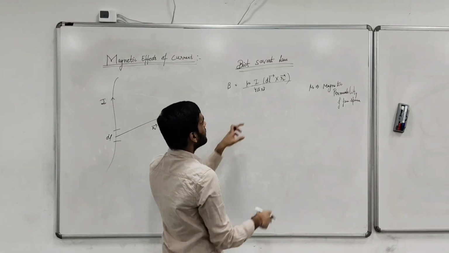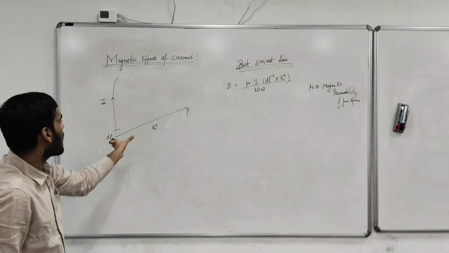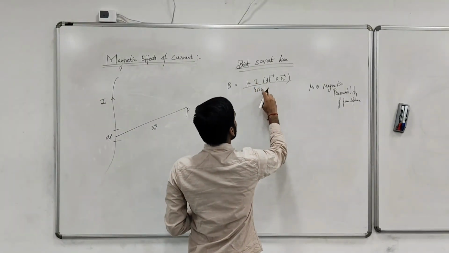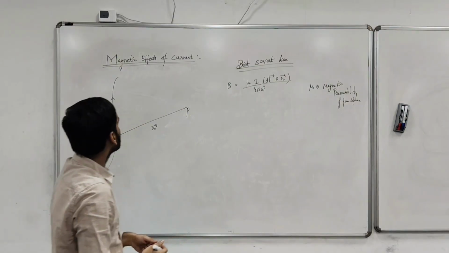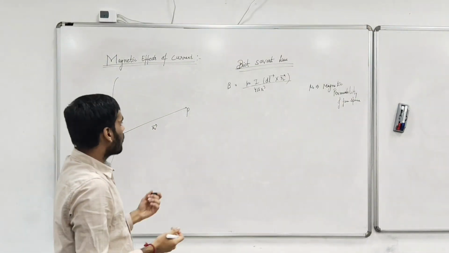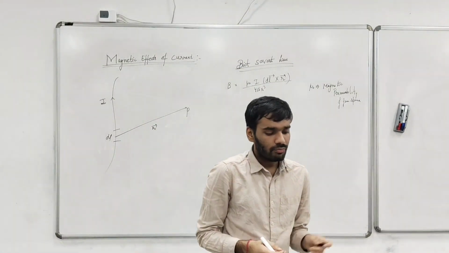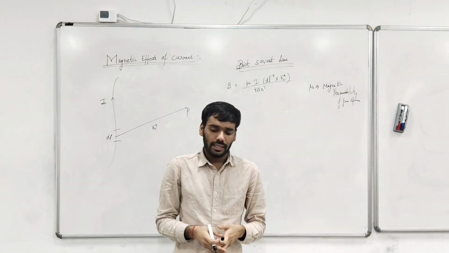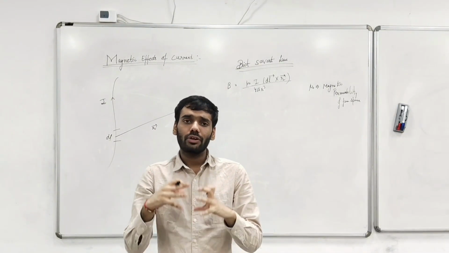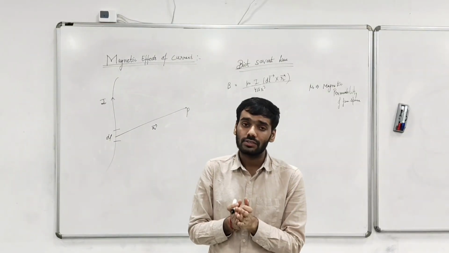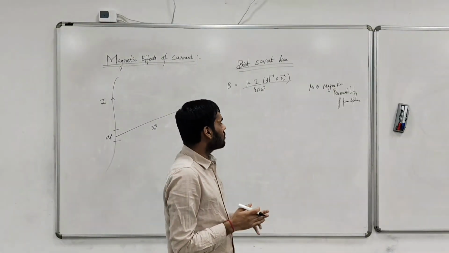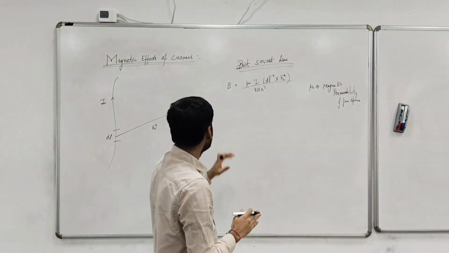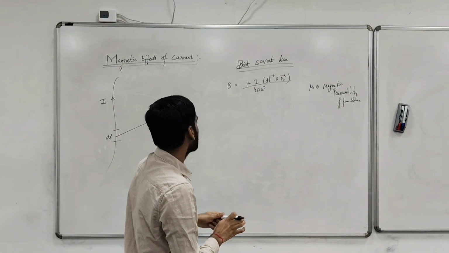Mu naught is the magnetic permeability, dl is the infinitesimal current element, r is the distance at which you want to calculate the magnetic field, and I is the current in the wire. So this is the Biot-Savart law. A lot of questions come from this law. There are applications of this law in various problems. They can give you a current loop, any kind of configuration, and ask you to find a magnetic field. It's very simple, but you have to be aware of how to utilize this formula in calculating the magnetic field.